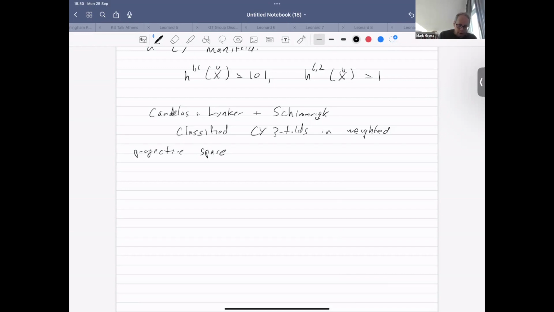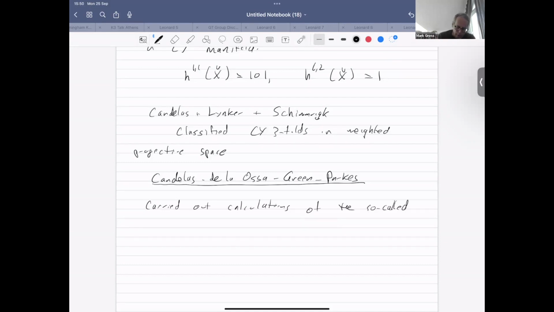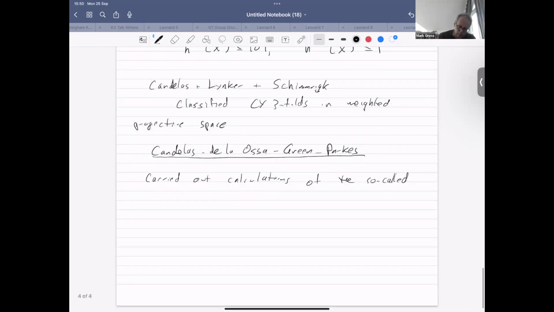But really the most important bit of early work was work with Candelas, de la Ossa, Green, and Parkes. That's a different Greene than Plesser. It's Green without an E. And they carried out calculations of the so-called Yukawa couplings. And again, this is not something I'm going to go into detail on. This is just for historical purposes. They did it for the quintic and the mirror quintic.